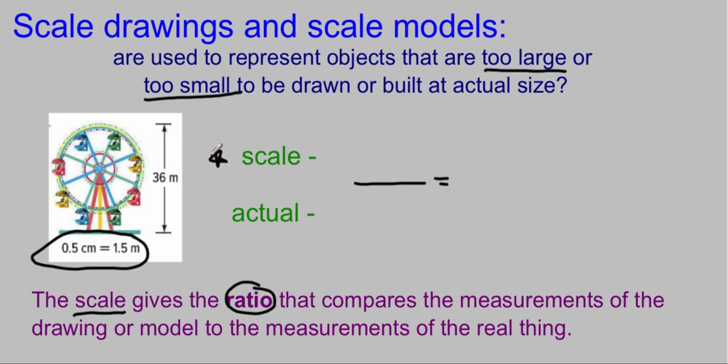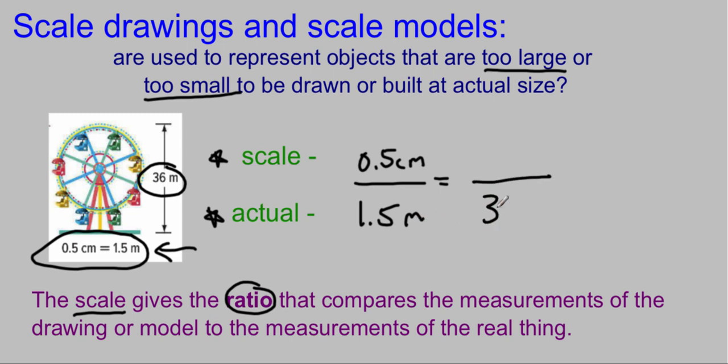So anything related to the scale drawing goes on top. Anything related to the actual item goes on the bottom. A lot of times your units are going to help steer you in that direction. But you just start by using your scale factor: 0.5 centimeters on top, to 1.5 meters. Now we look at the other piece of information. In our diagram here, it says that the total height of this Ferris wheel is 36 meters. Since we're dealing in meters, that must mean it's our actual measurement, which makes sense. You couldn't fit 36 meters on a sheet of paper. So the meters is going to go on the bottom because it's talking about the actual size, and we want to put the x up top. That's the piece that we're missing.